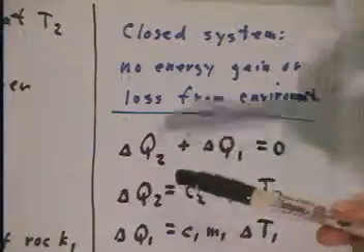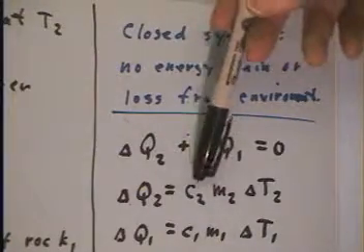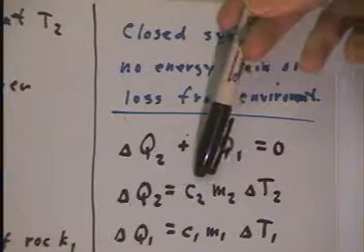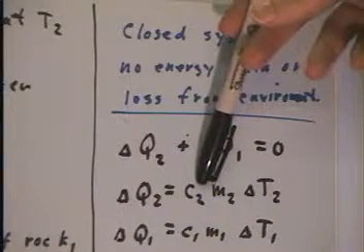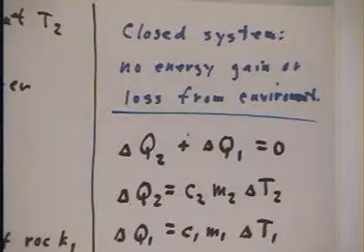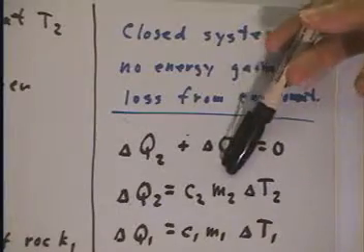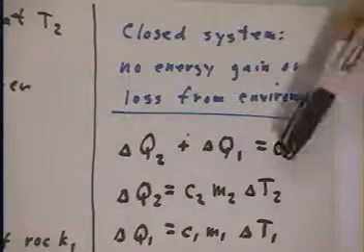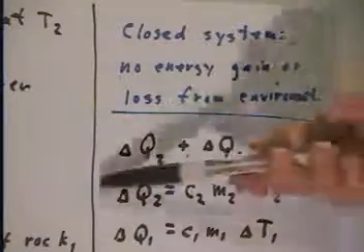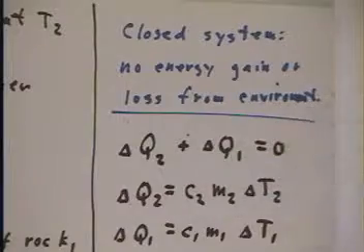Now, delta Q2, as we've experienced, we multiply C2, which is the number of joules per gram per Celsius degree, or number of joules per kilogram per Celsius degree, required to raise the temperature of the rock, multiplied by the mass of the rock, multiplied by its temperature change. And that should be clear from the experiments. It should be very clear how we get this.